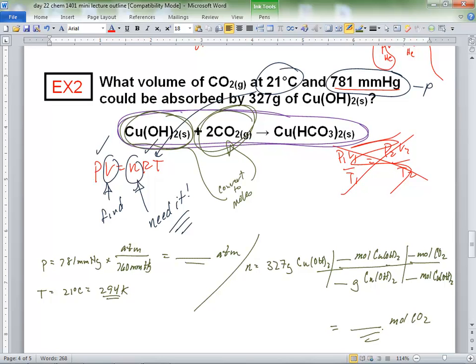What's the molar mass of copper 2 hydroxide? No, we stop at moles of CO2 because that little n has to be moles. It's 98? Thanks.